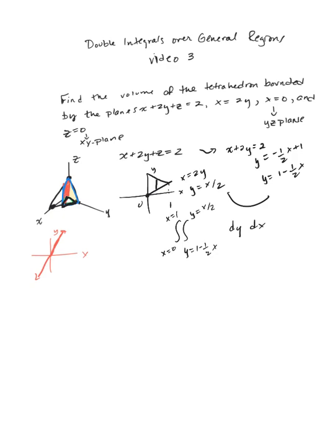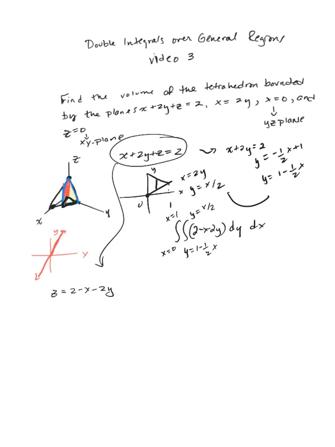Okay, and so the function, however, that we're going to be integrating, we need to solve for z, right? So if we solve for z, we get z equals 2 minus x minus 2y. So that's your integrand, 2 minus x minus 2y. All right, so first we're going to integrate with respect to y.